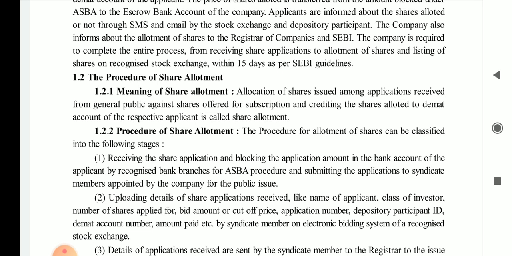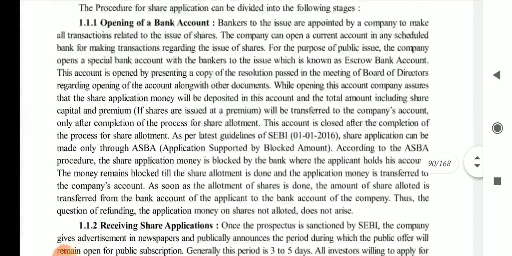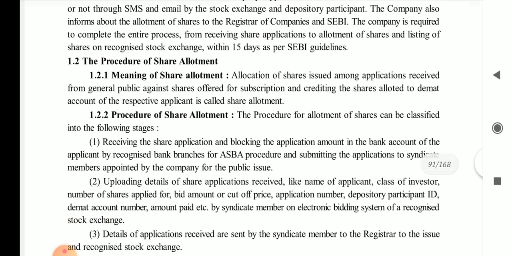In the previous lecture we learned about the procedure of the share application. Now in today's lecture we are going to learn about the procedure of share allotment. First of all, we have received an application. After that, we decide what type of shares and how many shares should be allotted. So now we are going to learn about the procedure of share allotment.